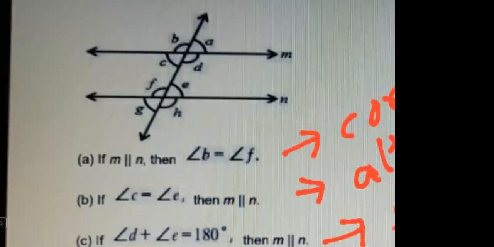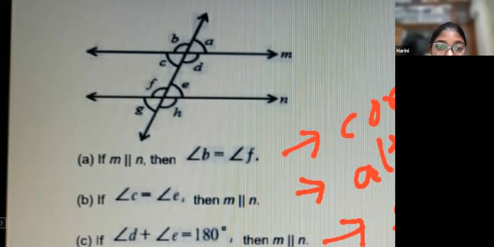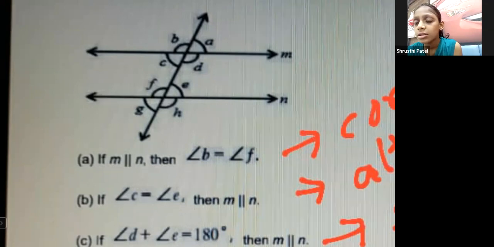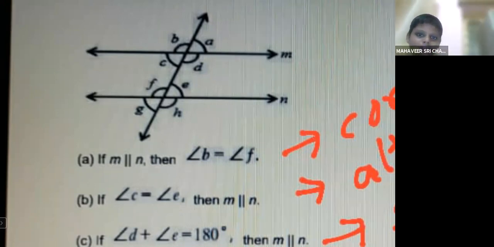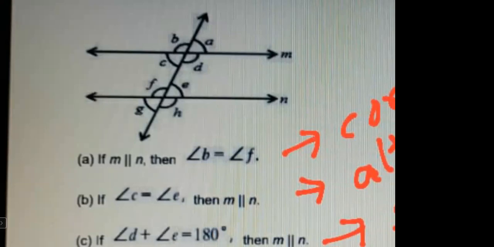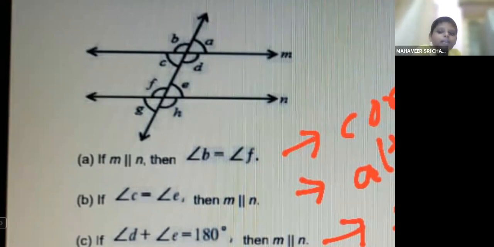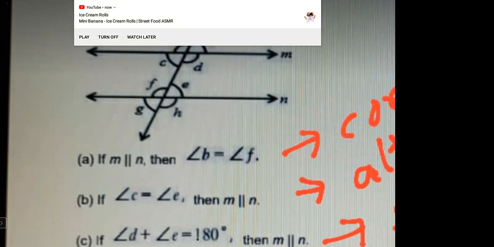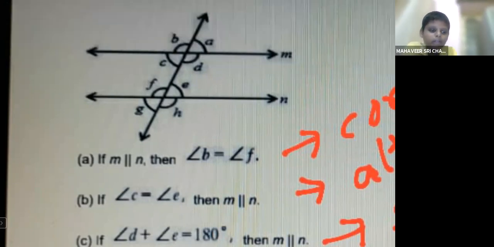First, D is vertically opposite to B, so B is also 115. B and F are corresponding angles, right? So G equals H. I'm asking about the value of H, right? D equals H, right, Nana? You are correct. Using the corresponding angle property, D is equal to H. H plus D equal to 180 by linear pair property.